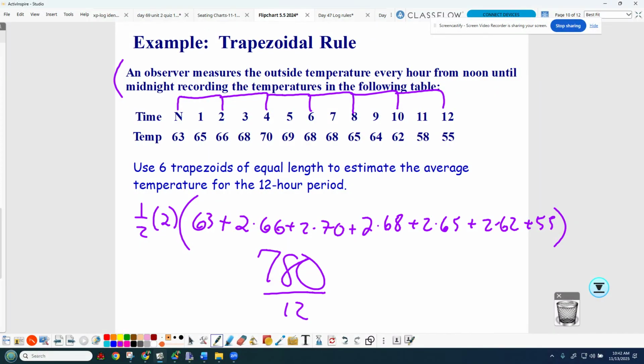Why 12, not 6? There's 12 different temperatures. There's a 12-hour period, 12 different temperatures. Okay, and we get 65. Okay, so that wasn't just an average formula.